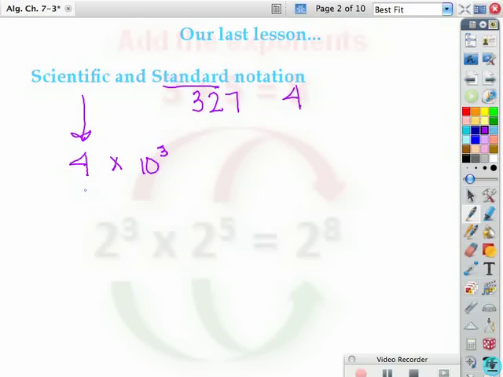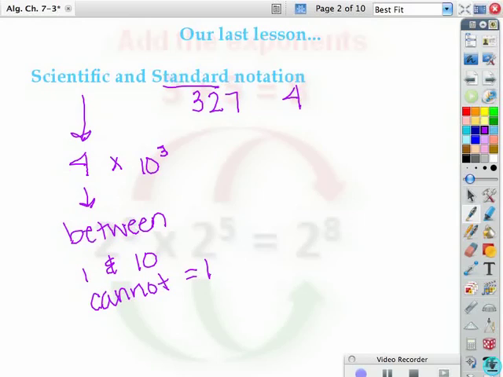third power. Remember that this number has to be between 1 and 10. It cannot equal 10. So it has to be between 1 and 10. It can be 1, but cannot be the number 10.